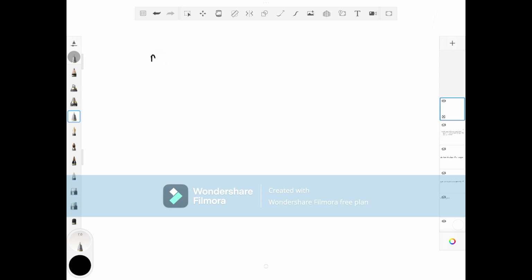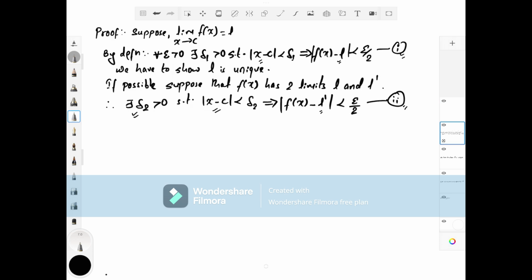Now our ultimate goal is to show that as x is approaching c, L will be equal to L prime. This is our ultimate goal. If we are successfully able to show this, then our theorem will be proved. This means L minus L prime, the difference between them, must be 0. So if we are able to show this, then our theorem will be proved. We are going to conclude this later.